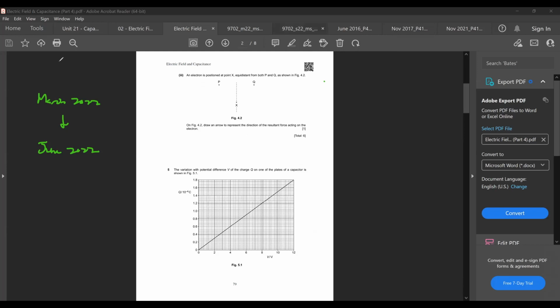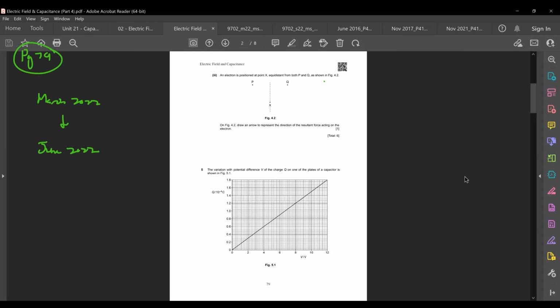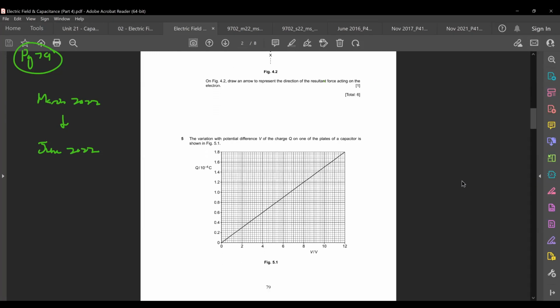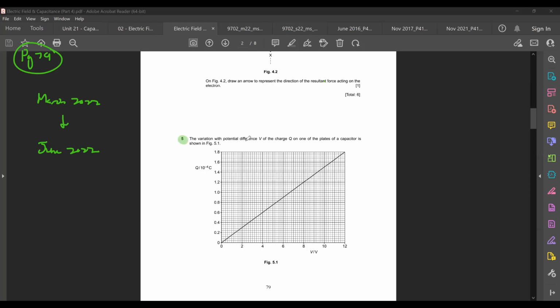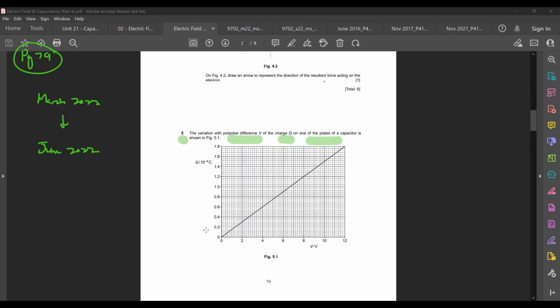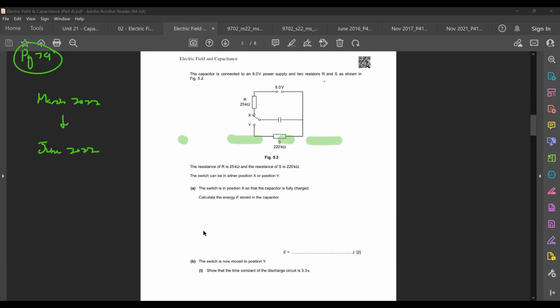If you look at page 79 of the separate worksheet that I sent to you last week, this one is question 5 on page 79. Now here, you have a variation with potential difference V of the charge Q on one of the plates of a capacitor. This is a straight line graph that passes through the origin.